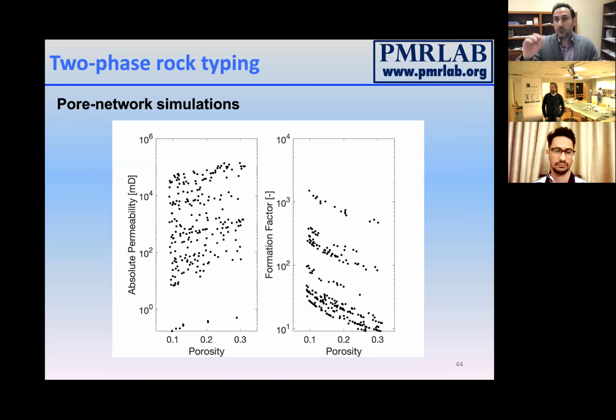The main contributor to permeability is characteristic pore size rather than formation factor. Permeability is not as sensitive to formation factor as it is to characteristic pore size. So the main contributor is characteristic pore size when it comes to rock typing, and formation factor has a lower impact on permeability and rock typing.